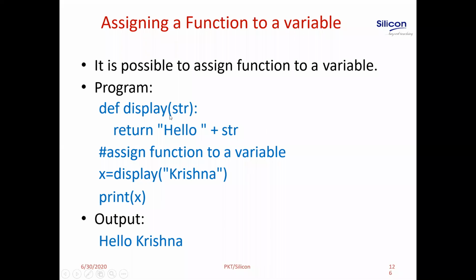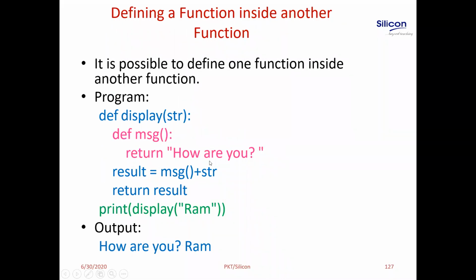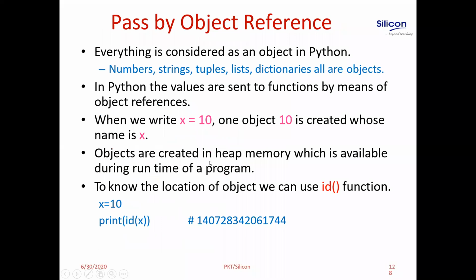Yes, sir. So now we'll look at how to pass an object to a function: is it pass by value or pass by reference? We'll take an example. Everything is considered an object in Python, as we have already discussed. So number, string, tuple, list, dictionary, all are objects.